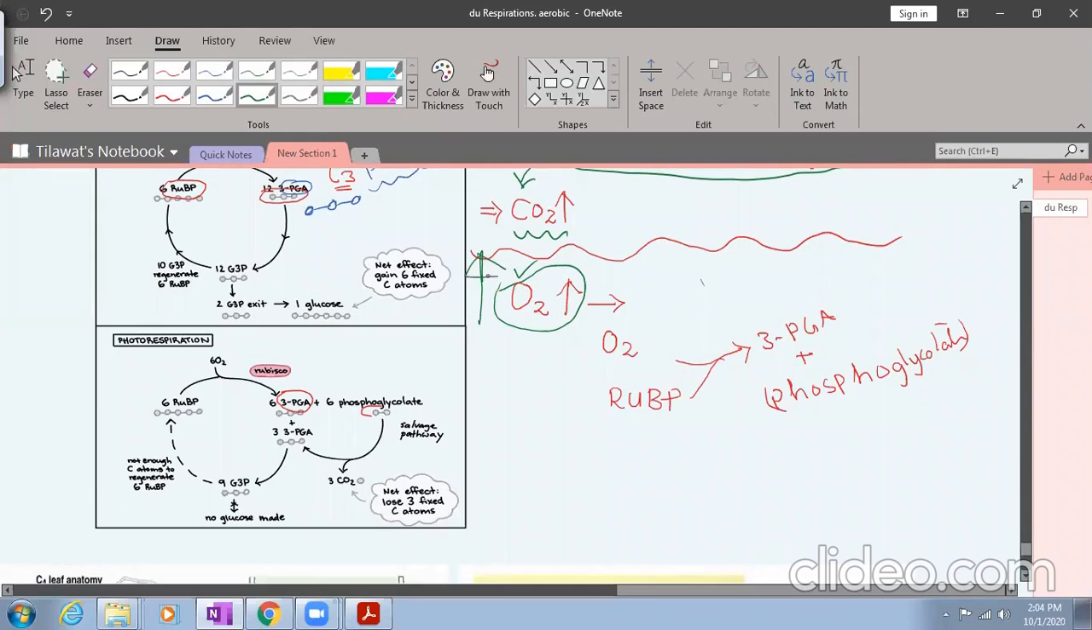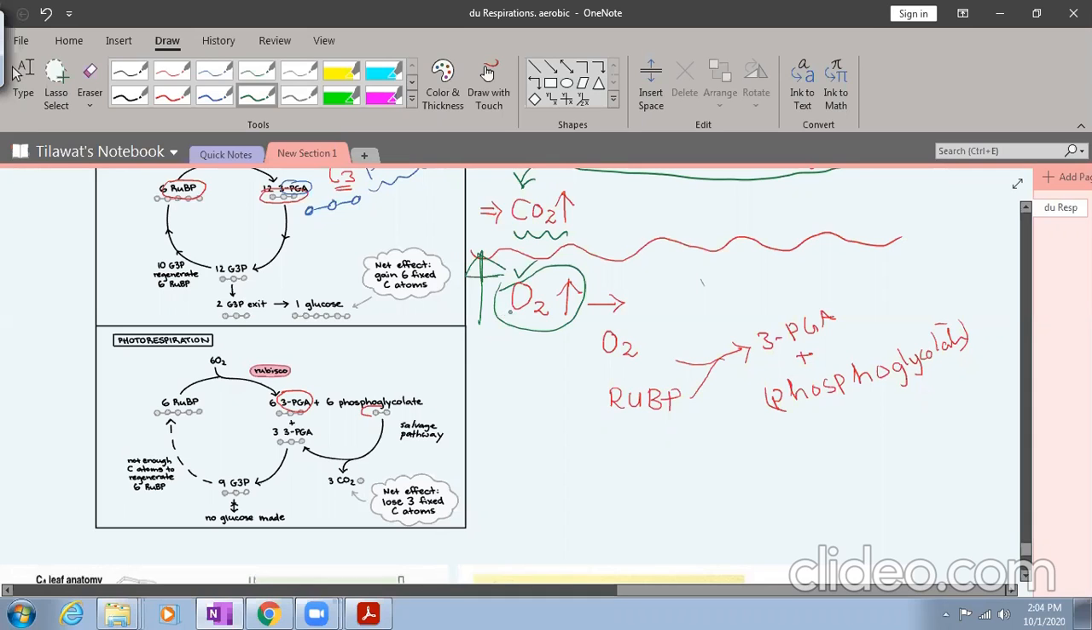If in that plant the oxygen production is more compared to carbon dioxide, it means carbon dioxide entry is less while oxygen production is more in that plant. Why? Because the light reaction is high in that plant. They are living at high intensity of light.